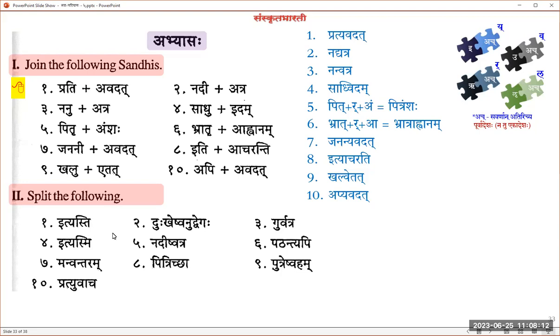Ityasti. Iti plus asti. Iti plus asti. So it is. Okay, something like that. Duhkheshvanudvegaha. Duhkheshu plus anudvegaha. Duhkheshu anudvegaha. Saptami. Adhikarana Saptami for the placement of the bhava, anudvega bhava.